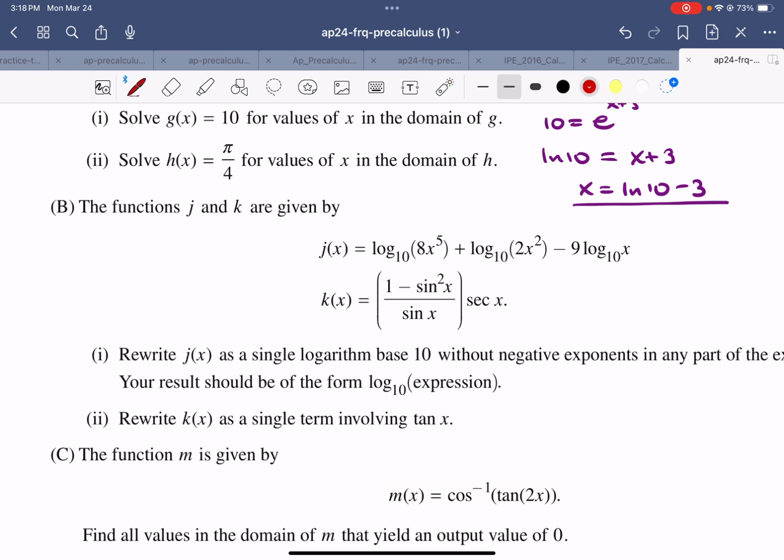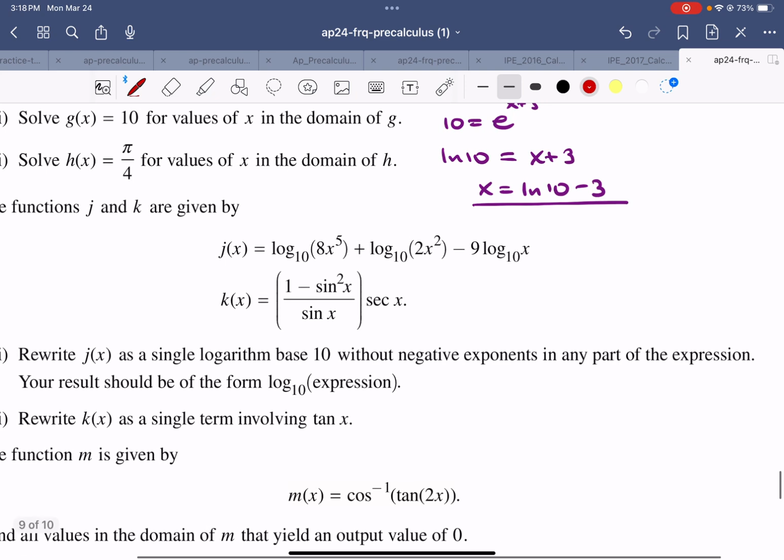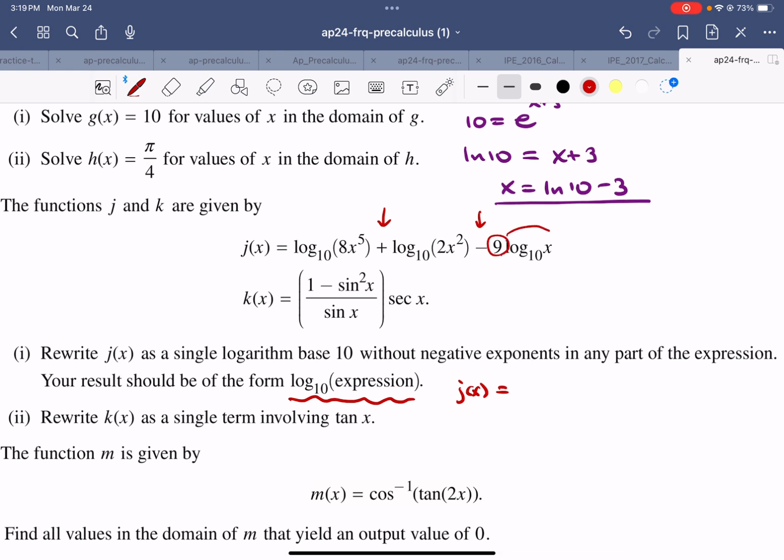Now B, the functions j and k are given like that, okay? Rewrite j of x as a single logarithm base 10, which is a common log, without negative exponent in any part of the expression. And your result should be in the form of this. Okay. So your j of x, the addition you multiply, then subtraction goes on the denominator. But remember, this 9, you can move it up here as an exponent. So if you do that, log 10.